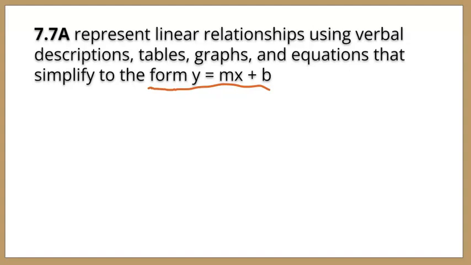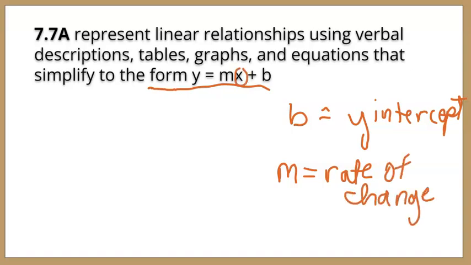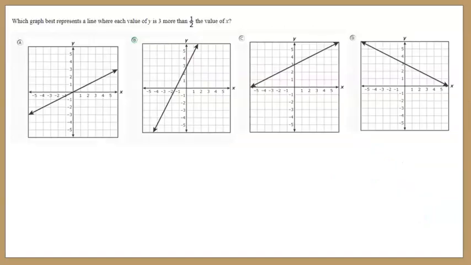So if we remember, b is our y-intercept, m is our rate of change, so our change in y over our change in x, and our x and our y would be points along that line that make that equation true. So let's take a look at this problem.